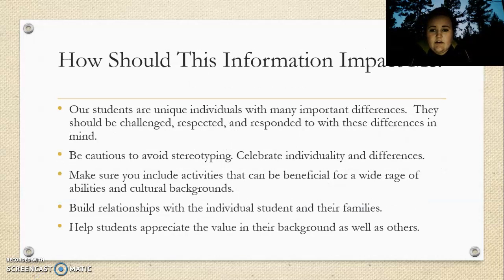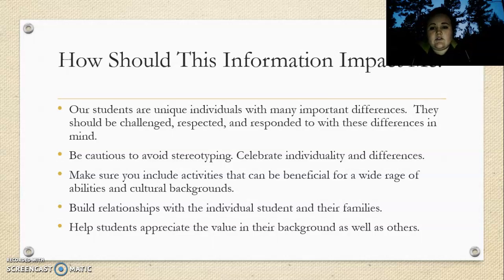So, as educators, how should we use this information and how should it impact us? We need to make sure that we are aware that students are unique individuals. They have a lot of important differences. They need to be challenged, respected, and responded to with these differences in mind. We need to be aware of these at all times and make sure we don't stereotype and that we're also celebrating the individuality and the differences of those students in our classrooms.